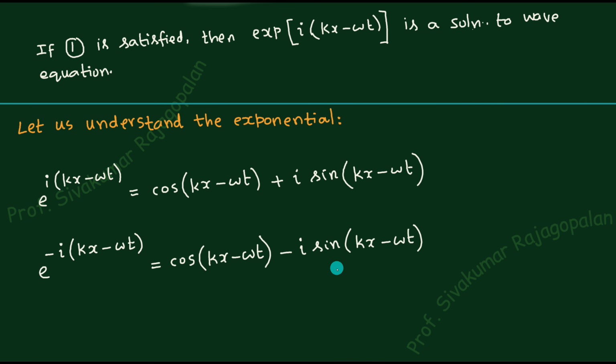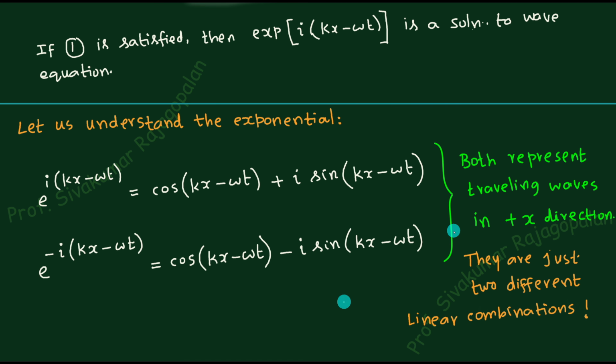And in order to get the general solution to the differential equation, you have to consider all the combinations. Then only the general solution will come. Therefore, we will have to consider all the linear combinations, so we will have to add both of them. Adding this plus this would be the general solution. So that is how we write it.